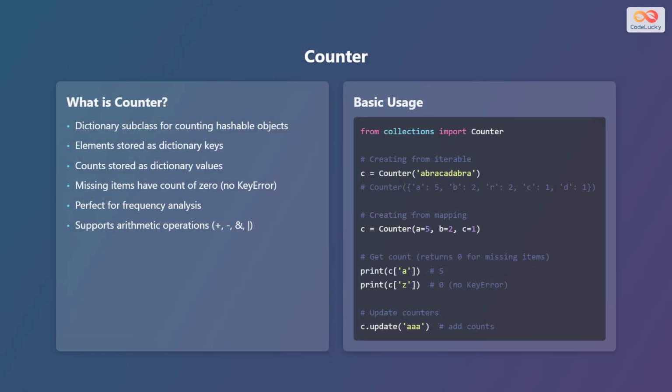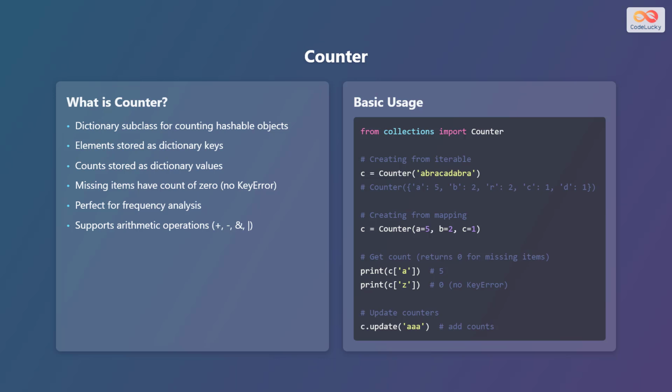Now let's discuss counters. A counter is a dictionary subclass for counting hashable objects. Elements are stored as dictionary keys and counts are stored as dictionary values. Missing items have a count of 0, so there is no key error. Counters are perfect for frequency analysis and support arithmetic operations such as addition, subtraction, intersection, and union.